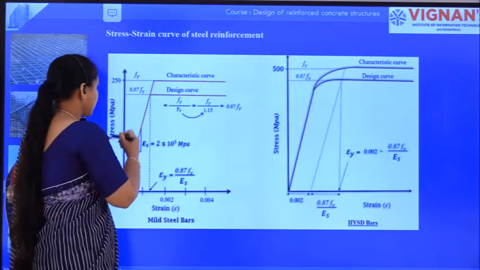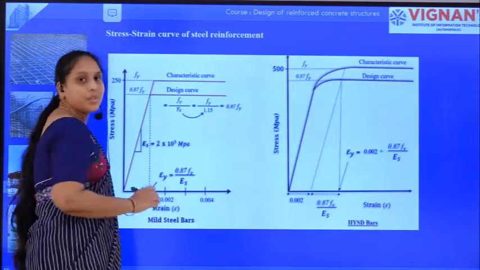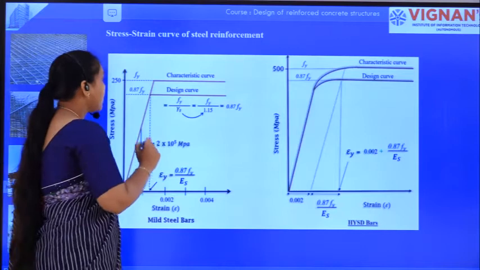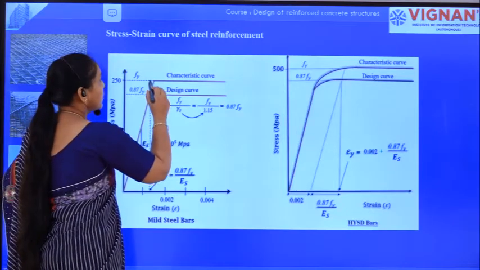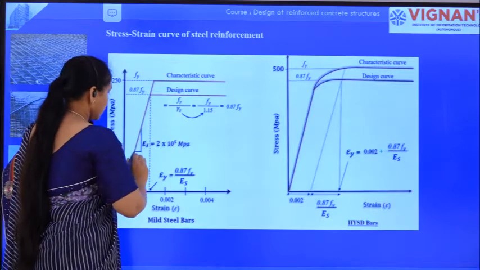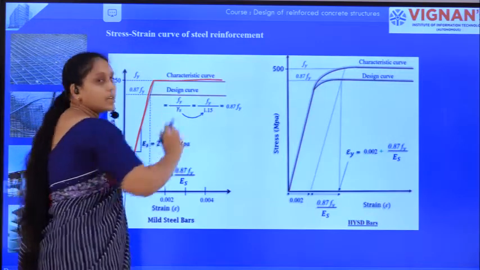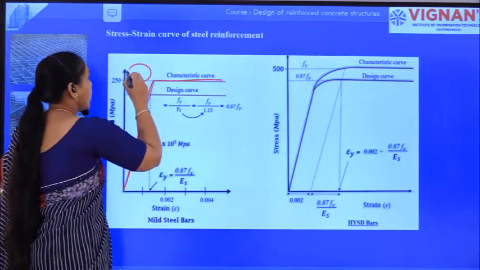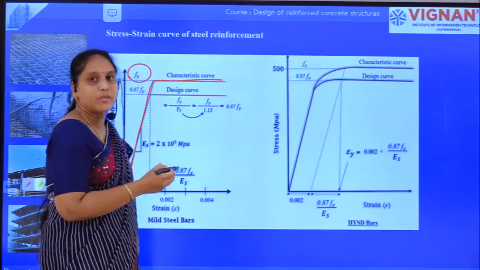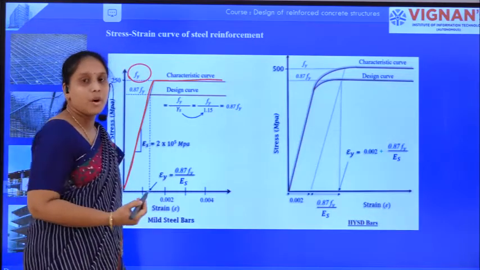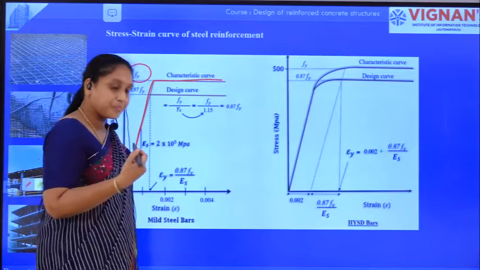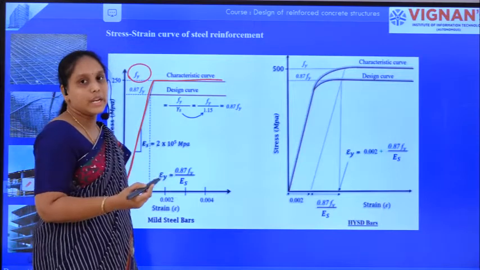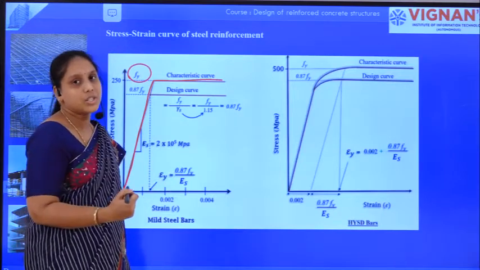If you observe here, this is our stress and this is our strain. In the stress strain curve for mild steel bar, this curve is our characteristic curve. The characteristic curve gives the characteristic strength, which is Fy, that is the yield strength of the steel. But in the design, we have to divide the characteristic strength or the yield strength of the steel with a suitable partial safety factor.